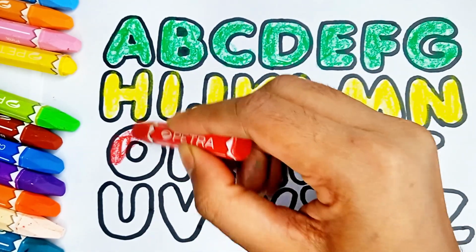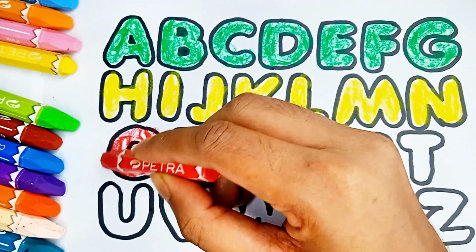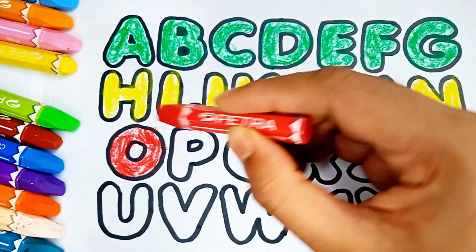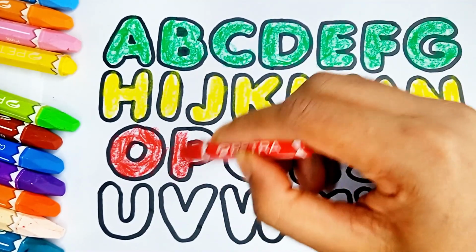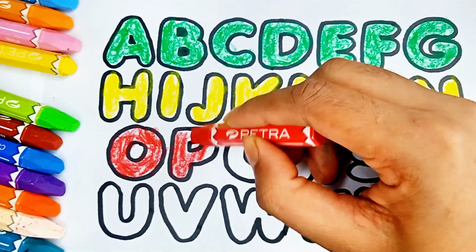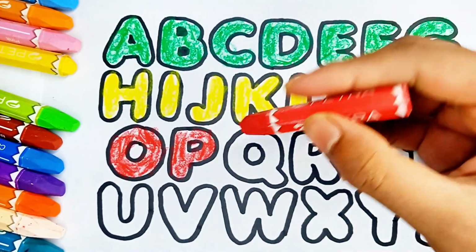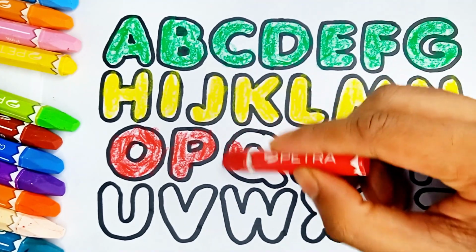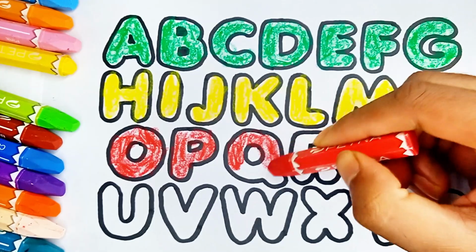O is for orange. P is for panda. Q is for queen.